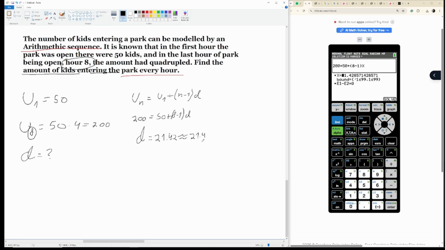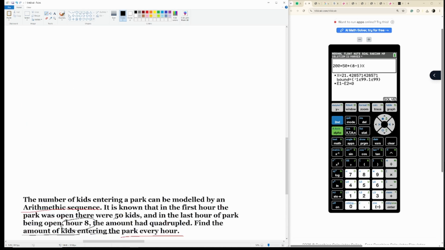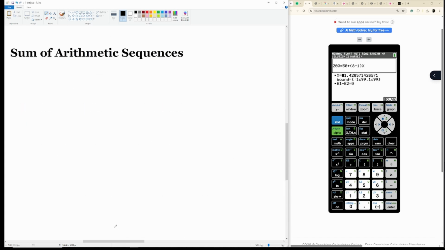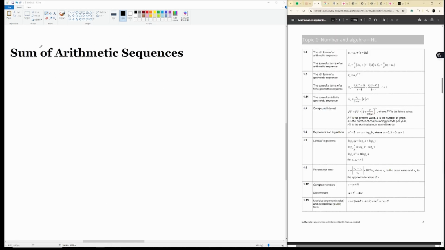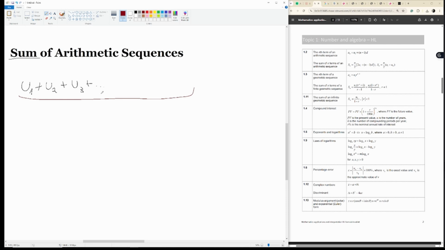is 21.4. However, there's 2 parts to the arithmetic sequence, and the other part is the sum of the arithmetic sequence as well. It actually seems very easy, and if you think of a sum, you most likely already know what it is. It's just u1, u2, u3, and more. However, sometimes when there are too many terms, there is no need to add them all up, and you can just stick to 2 formulas that are also in the booklet.